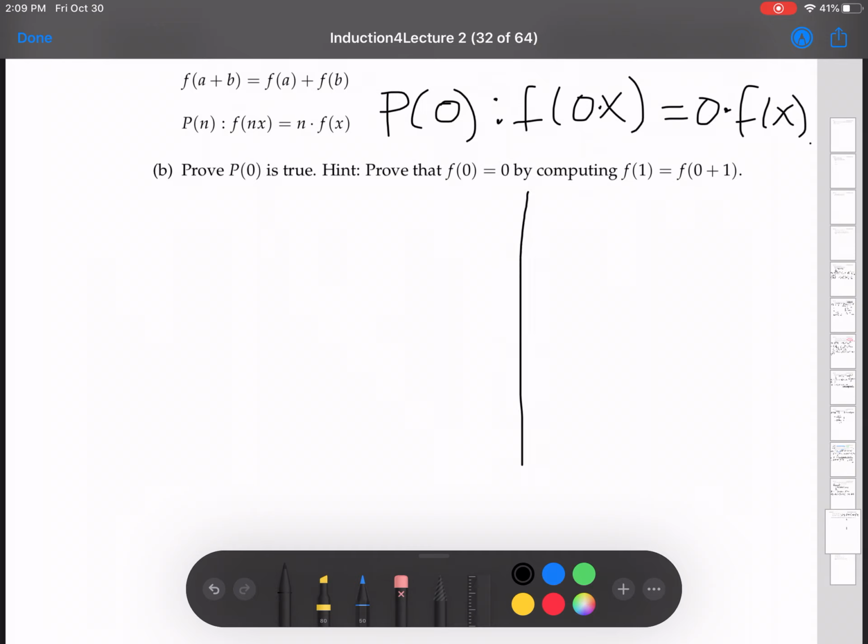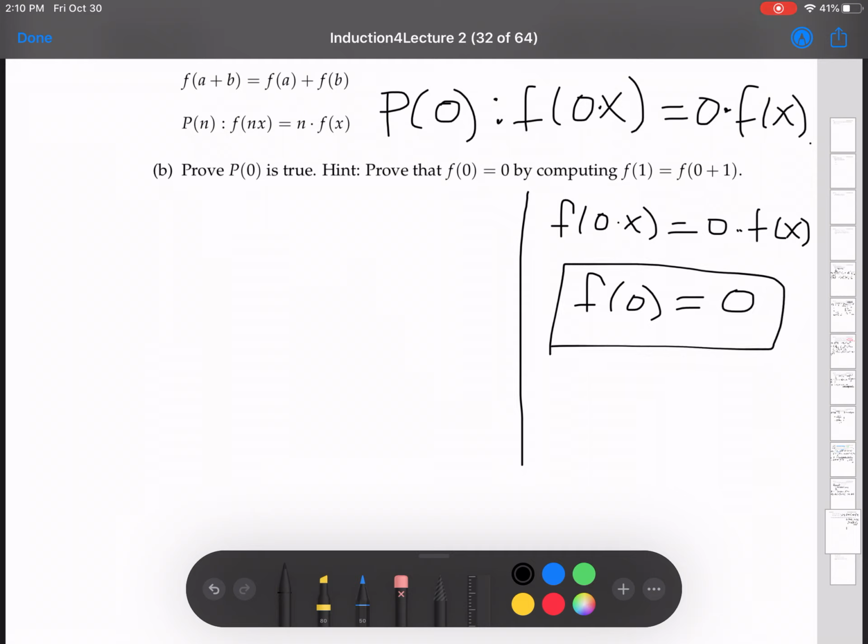All right, so now a little scratch work first. So f of 0x equals 0 times f of x. That's what we're trying to show. So can we simplify this a little bit? Let's see, f of 0x, well, 0 times x is 0, so this is f of 0. And what's 0 times f of x? That's 0. So we're really trying to show this. If we show this, then we can build it back up to what we really want to prove.